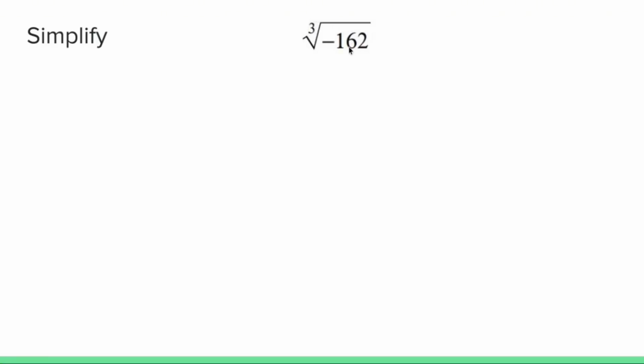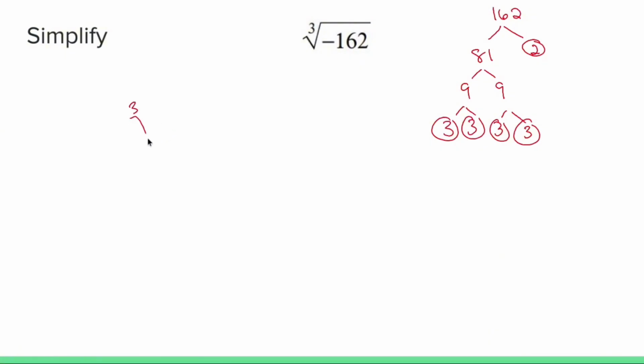Simplify the cube root of negative 162. First off, ignore that negative. Let's go over here and make ourselves a nice little factor tree. Now, two numbers that multiply out to 162 are 81 and 2. Circle the 2. 81 is 9 and 9, do nothing. And then each 9 is 3 and 3, so you're also circling 3 and 3. So we can write out the cube root of negative 162 as 2 times 3 times 3 times 3 times 3. Write it out in order.